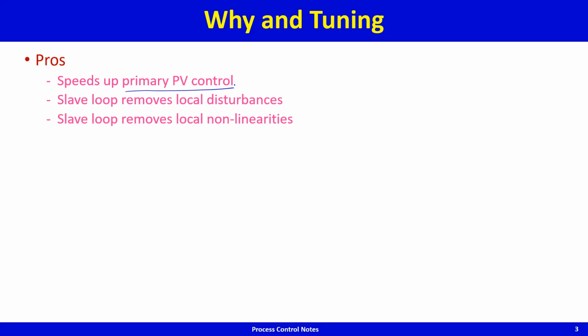Then we've also seen slave loop removes local disturbances. I just explained that to you by common sense for the reactor temperature control example. Here's another one. Slave loop removes local non-linearities, and the most common example is a control valve. So you have a flow controller, and let's say, what did we have in the column example? We have a tray temperature controller adjusting the set point of the flow controller.